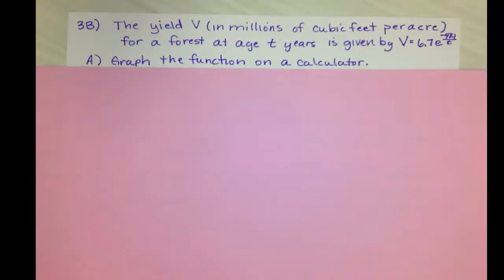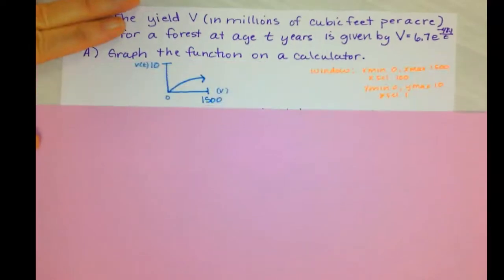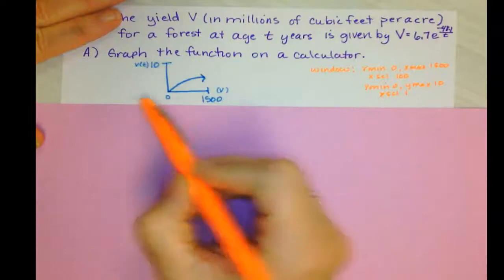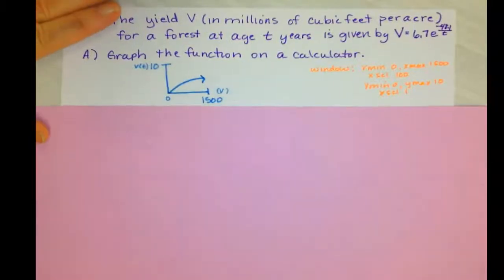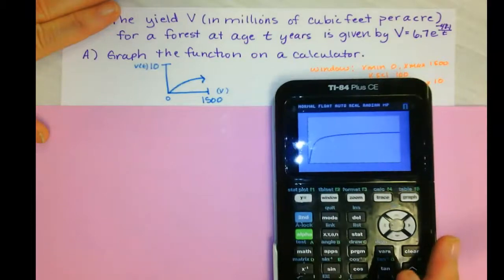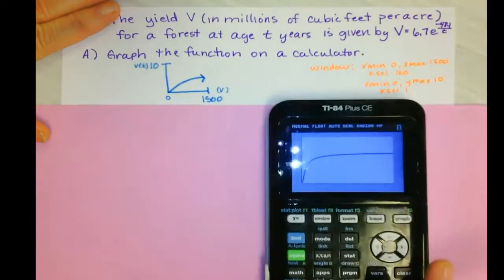All right, so this is the last problem here. The yield V, in millions of cubic feet per acre, for a forest at age t years is given by this equation. Graph the function on the calculator. So when I put it on the calculator, I put the function in Y1, and I set my window to be this, and it's just a rough sketch from the calculator, but you can kind of see what that graph looks like when you set the window like I have.